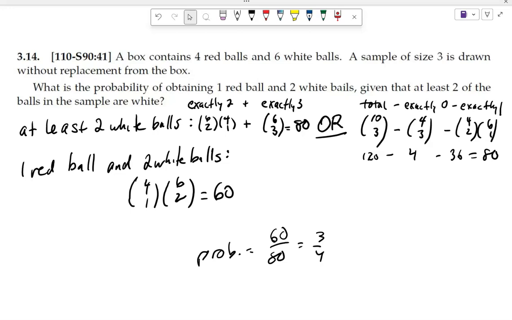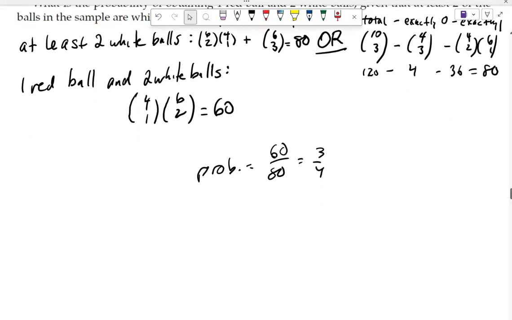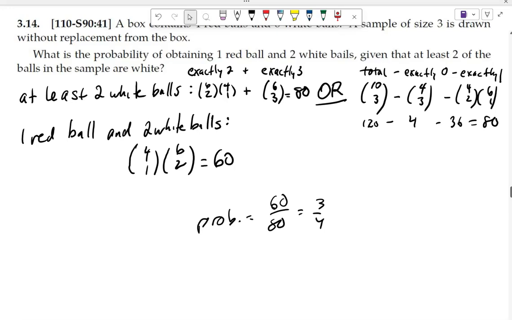Now, in the continuous case, I wouldn't worry about the overlap. But in the discrete case, when we're counting things, the complement of at least a number is at most 1 less than the number, because otherwise I'll double count the overlap. I'm trying to count the complement. I'm trying to throw out the things that I don't want. I don't want no white balls, and I don't want 1 white ball. So I'm going to throw them out of the total. And what's left is at least 2.